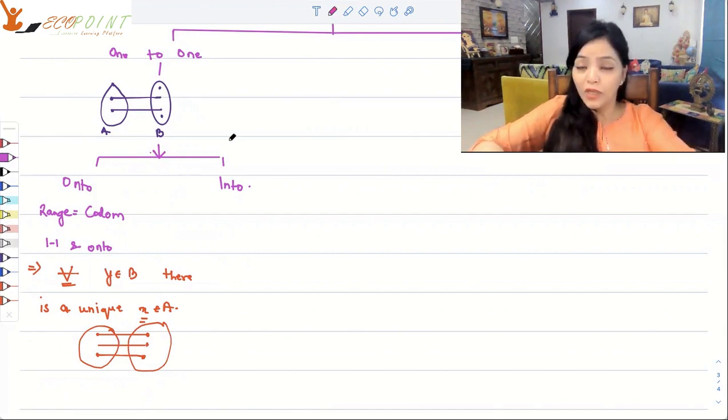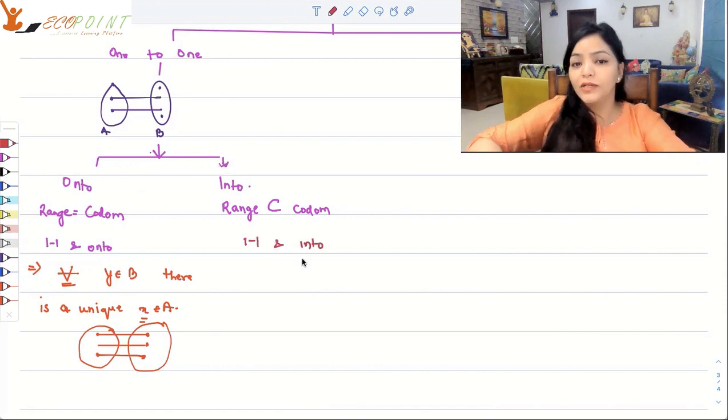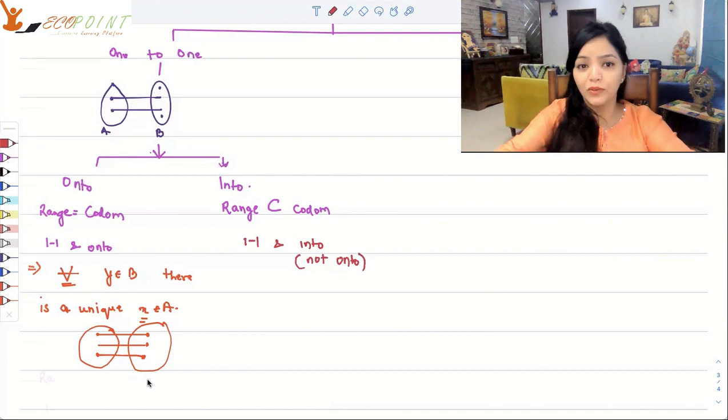A one-to-one function can also be into. Into would mean that you have some idle elements, extra entries in the codomain. So your range is a proper subset of the codomain, which means that the function is one-to-one and into. Into would simply mean that it's a one-to-one function and it's not onto. This kind of a scenario will not happen, that you have a one-to-one correspondence.